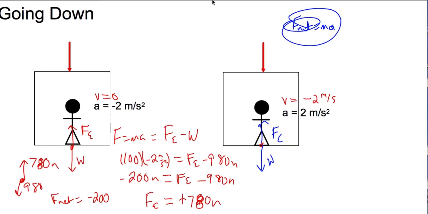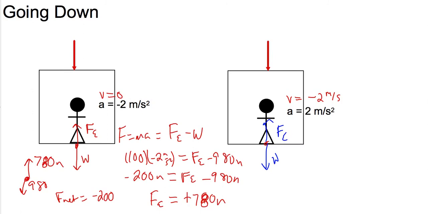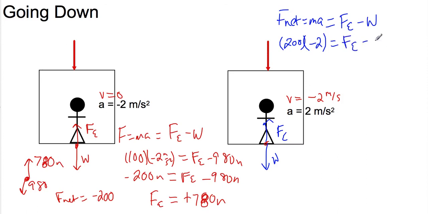Oops, messed up my eraser. I'm going to adjust this. Okay, we'll go back to here. It's important to go with the net force is equal to the mass times the acceleration. Now it's still going to equal the same elevator force minus the weight. And we understand now that we're going to end up with 200 kilograms times, in this case, negative 2 meters per second squared is equal to the elevator force minus 980 newtons, the way we define positive and negative.